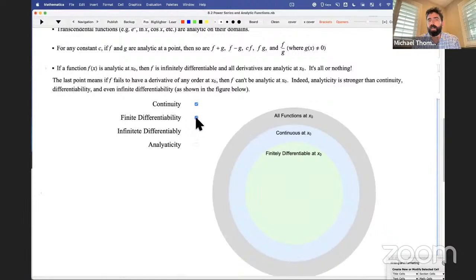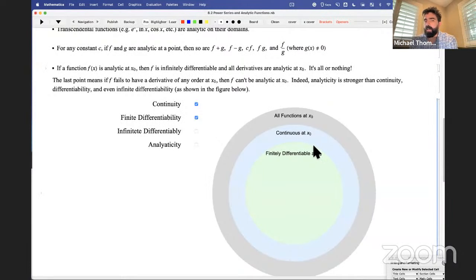Now we're going to talk about a function at a point. So let's say we have a function that's defined at a point, and it can be any function whatsoever. I don't care what it is, but it's defined at some point. We'll call that point x0. Now, out of all possible functions, some of those functions are continuous at x0. Not all of them, but some of them are. Now, out of all the continuous functions, some of those are differentiable, finitely differentiable at that point.